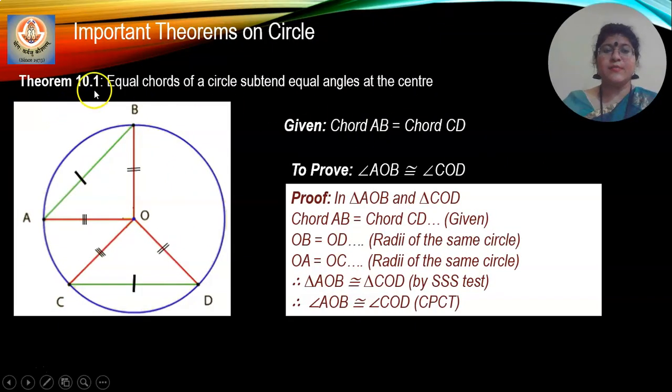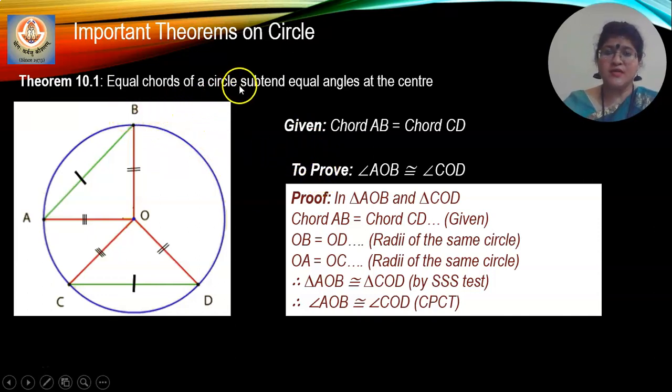Now, this is theorem 10.1. In the textbook also it is given as theorem number 10.1, which states: equal chords of a circle subtend equal angles at the center. So when a statement like this is mentioned, you have to prove it. In order to prove it, you have to first draw the diagram and then write down what is given and what you need to prove.